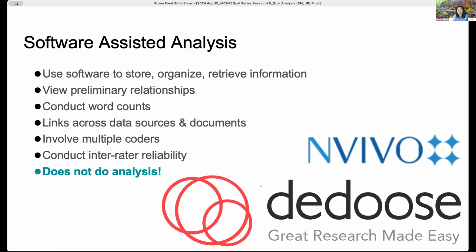In the work that Sylvia and I do collaboratively and in the class that we teach, we recommend using Dedoose. We find that Dedoose is a great option when you have multiple collaborators across institutions globally. It's pretty accessible and relatively inexpensive for people who don't have easy access to NVivo licenses.